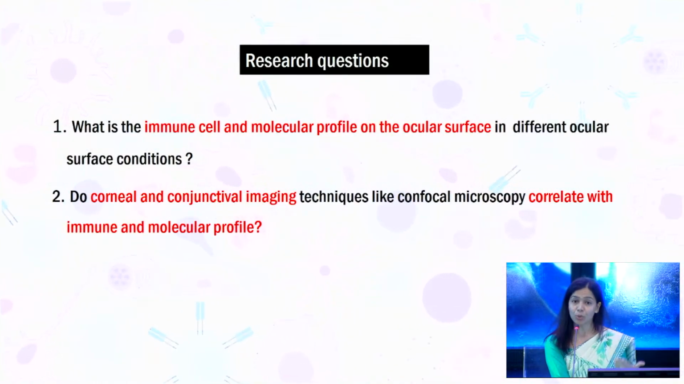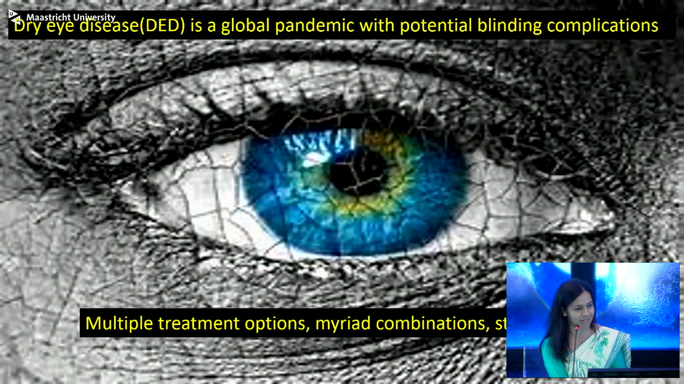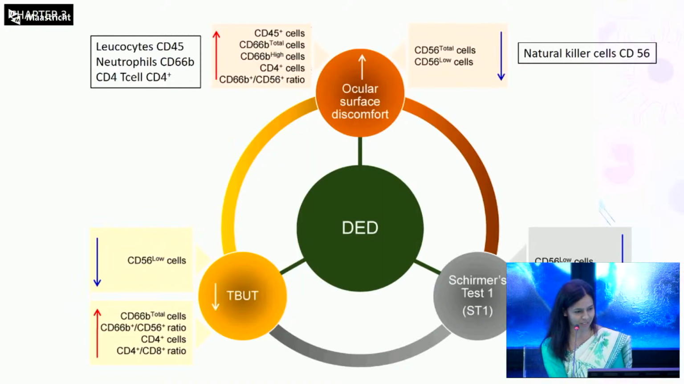So that once we knew how we would do it, we wanted to then look at what we would find in different ocular conditions because we know they cannot be the same. And does this match with other methods which we already have with us? The first disease we looked at was dry eye because it is so rampant. It is everywhere, and it is such a varied disease, and it has become almost like a global pandemic with potential blinding complications. Based on the type of disease, we have multiple treatment options available with a lot of combinations, but unfortunately, we still don't have a cure for this disease.